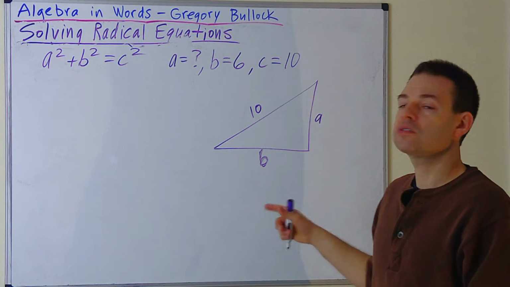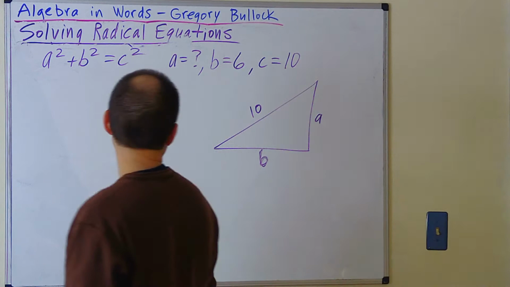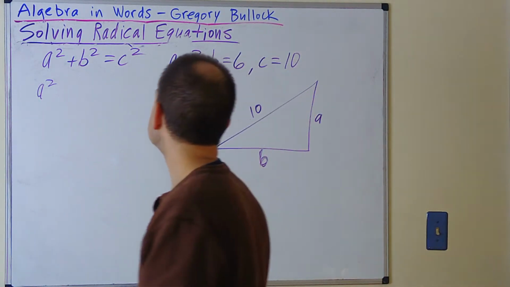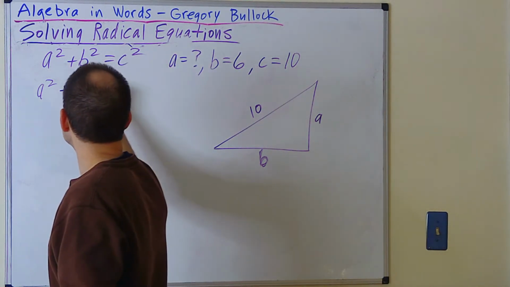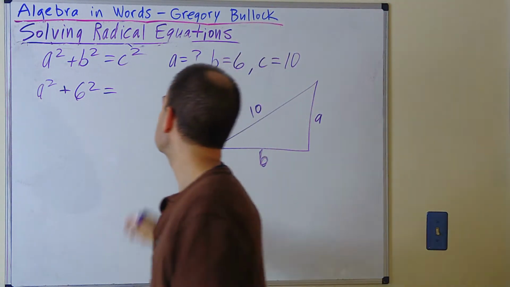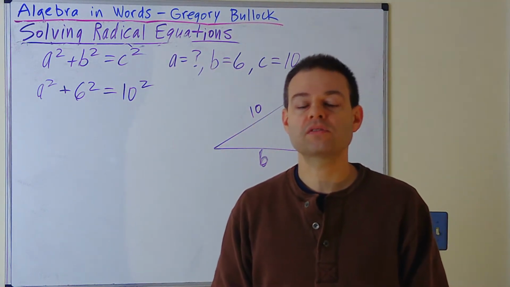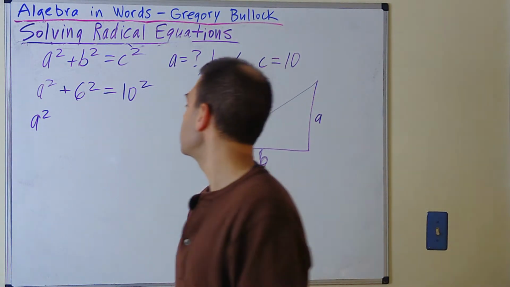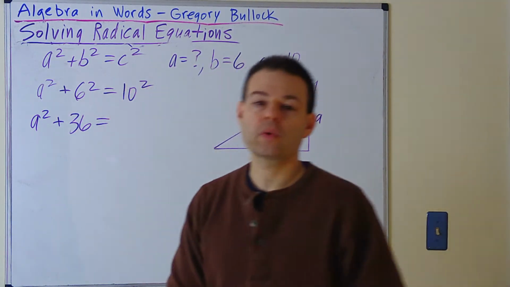So all we're going to do is substitute the numbers in for the variables in the Pythagorean theorem like this. A squared stays A squared because that's our unknown for now. 6 in for B, which becomes 6 squared. And 10 in for C, which becomes 10 squared. Now we're just going to apply the squares to all the numbers that we can. So rewriting a squared, 6 squared is 36, and 10 squared is 100.